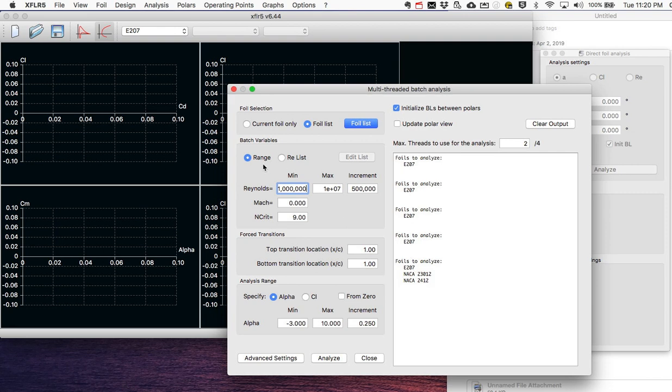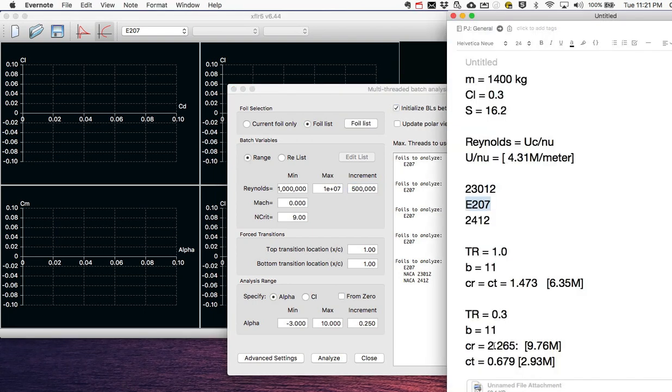Now I need a Reynolds range. I'm going to do a million. Actually, it looks like it's set up to go. So I'm going to do a million, and I want to make sure that's right, to 10 million here, in increments of 500,000. This is reasonable. Now, if you have a wing, and if you look out here, our chord of 2.2 meters puts us just shy of 10 million.